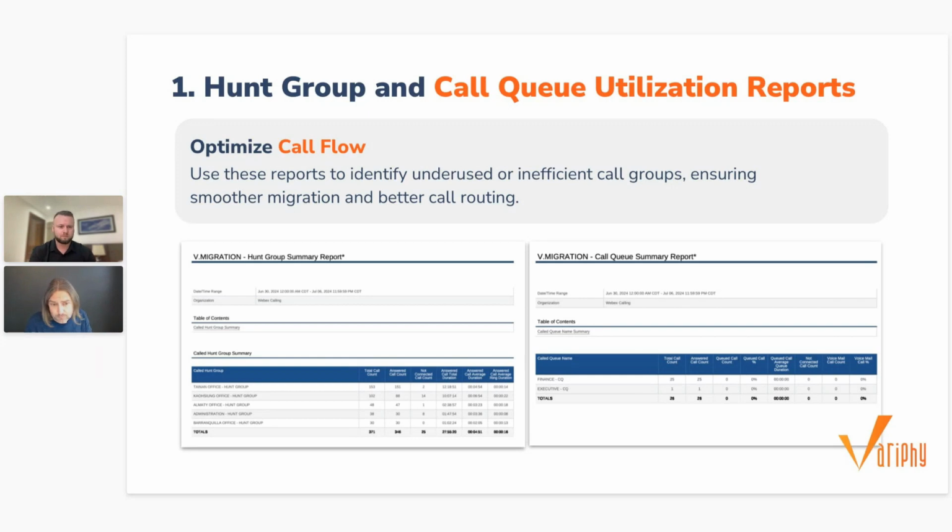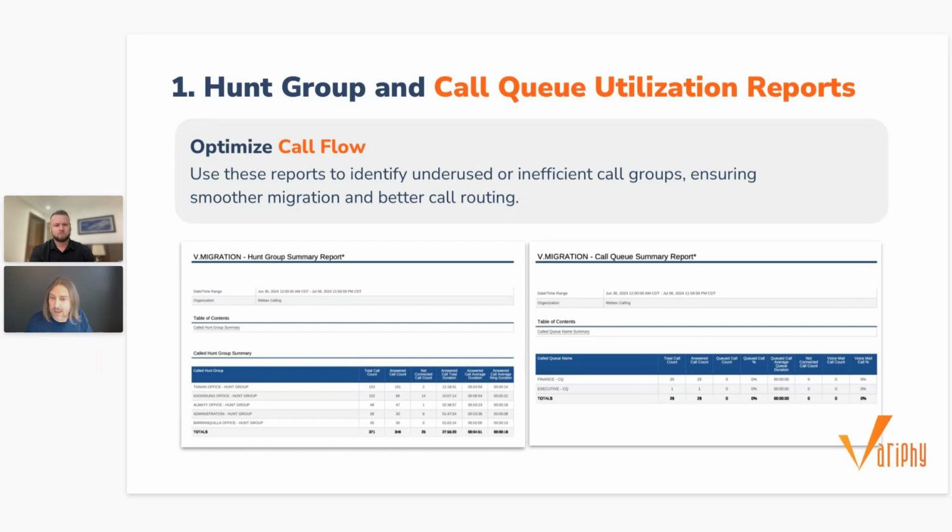So being able to use something like a hunt group report out of Variphy, you're going to be able to identify the busyness of your hunt groups, how many calls are coming in, how busy your agents are, things like abandonment rates. All of those things help decide whether you want to migrate to maybe something like a contact center, or vice versa. We see people with contact centers deciding, do they really still need those? So when you're running something like a hunt group report in an existing system, you're going to get to see how busy they are.